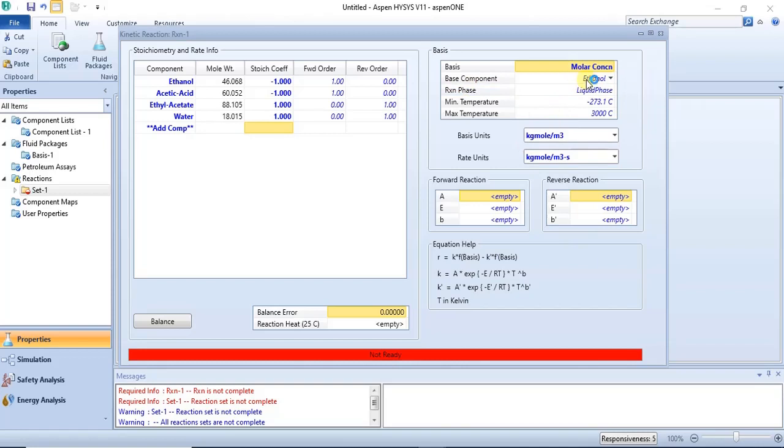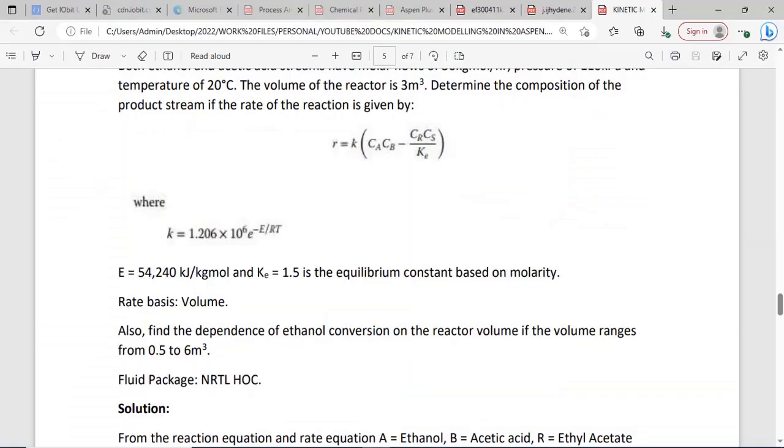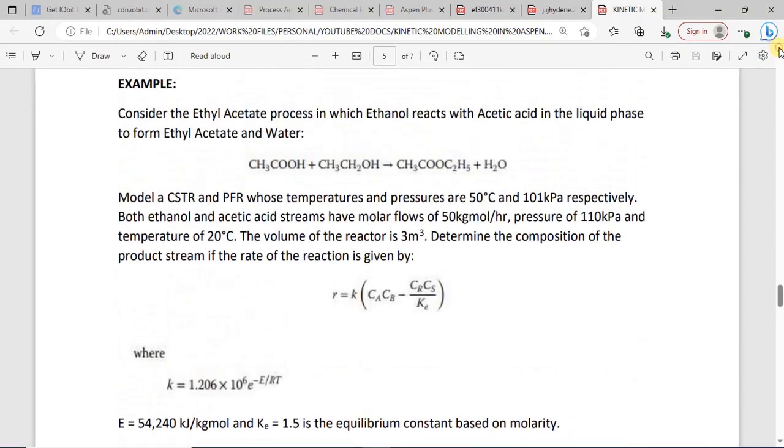Base component is ethanol, yes. But in case you want to change your base component, you can decide to change it. But in this case, I want to use ethanol as the base component. Then reaction phase is liquid phase, yes. That is also in the question. Let me see. Yes, I think it is.